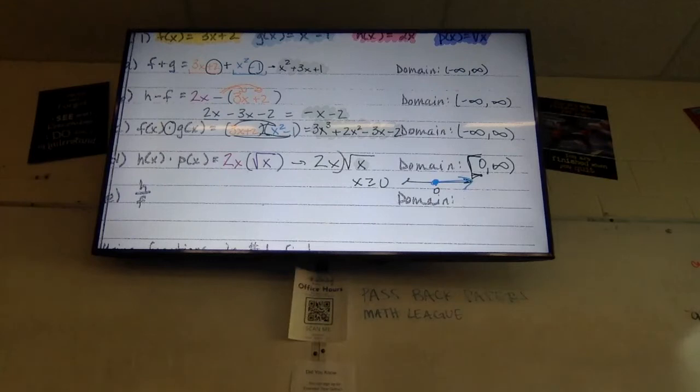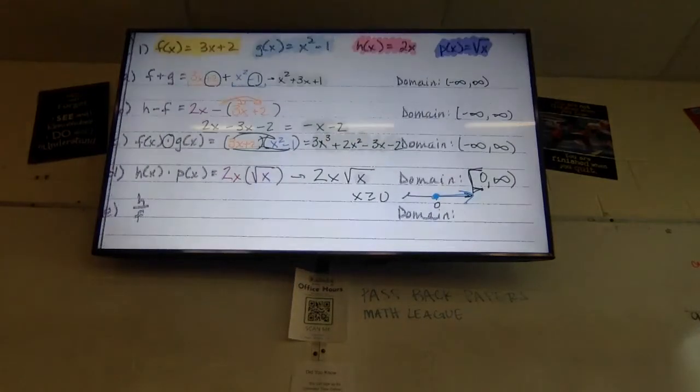This x over here does not affect my domain at all. You can plug negatives in, you can plug positives in, you can plug fractions in, anything works there. The only problem is the one under the radical. That is not okay, so we have to keep that positive.